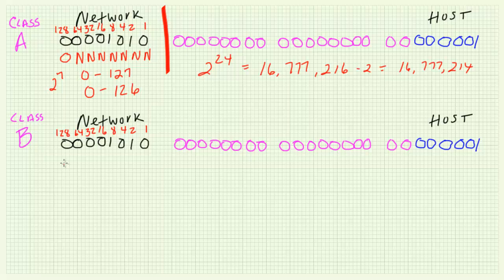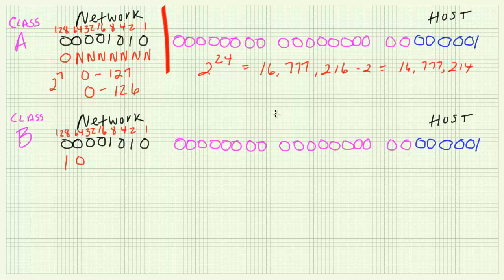So now let's consider the next network class, which is going to be Class B. And the rule states for Class B networks that the first position of this first octet is going to be set to 1, and the second position is going to be set to 0. So back in the Class A example, the rule states that the first position of the first octet must be a 0. Well, the rule for Class B says that the first position of the first octet must be a 1, and the second position of the first octet must be a 0.